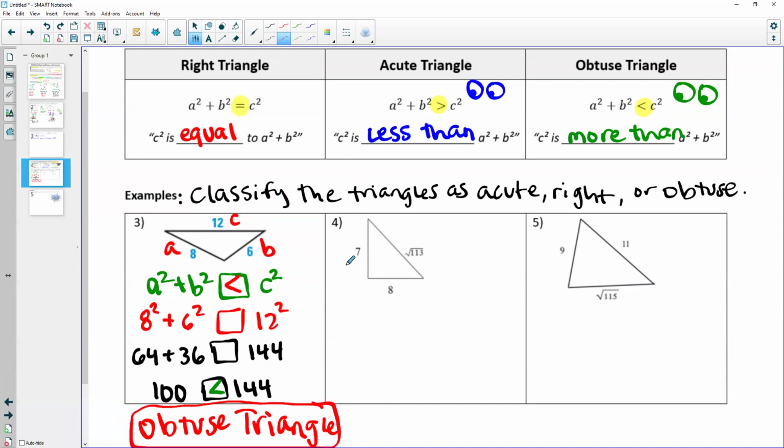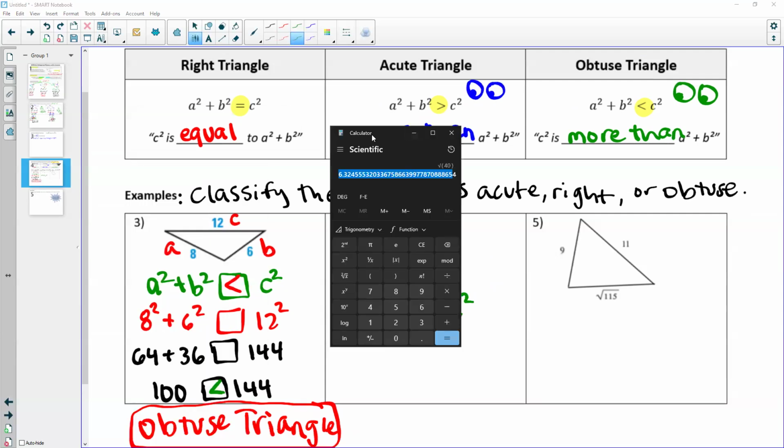We're going to look at number four. Number four is very similar, just with a little bit of a twist. So let's practice with the next one. If I want to classify this next triangle, number four, we're putting this in the format of a squared plus b squared and comparing that to c squared. The only problem here is it's not as obvious which side is the longest. I know that between 7 and 8, 8 is the longer side, but I don't know the value of the square root of 113. This would be a good instance where you would want to check with the calculator.